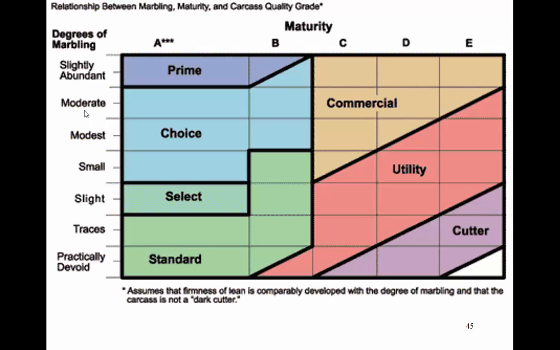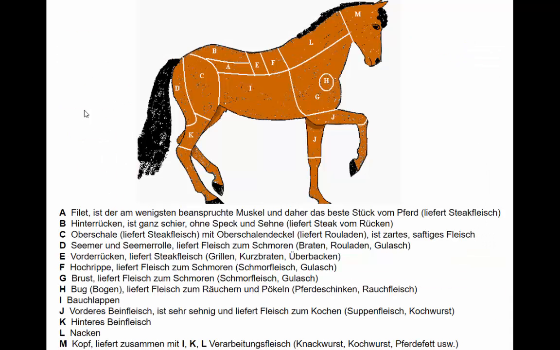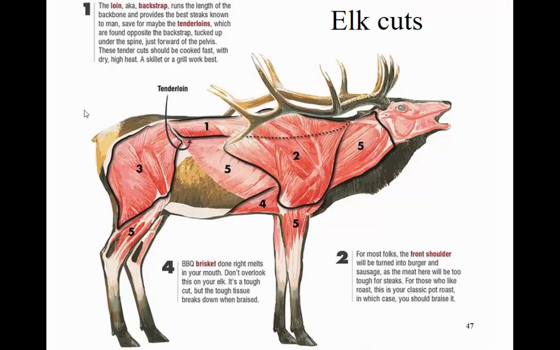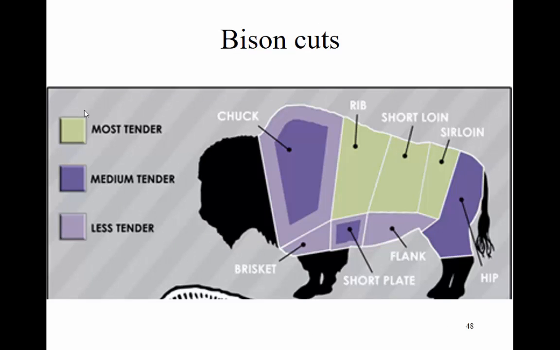So what you want is triple A prime, slightly abundant English, or tenderloin. And that's the horse. And here, pretty much, you only want A, which is good enough to be steak. You don't want anything else. Although in France, they still can do things with the other parts of the horse. And then there's the elk, which I guess is pretty good, particularly the tenderloin, which is here, and bison.